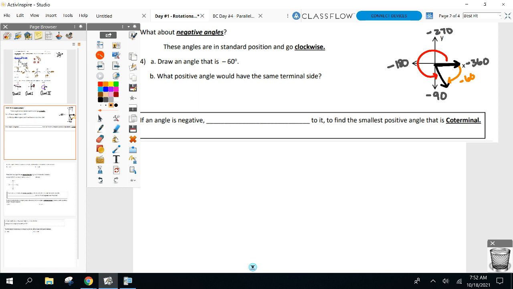Think I got it? Frank? 300. How'd you get it? You're correct. Well, you get 360, and you add whatever negative angle you got. So I had my angle, negative 60. But now I want to go all the way around in the opposite direction. If I go all the way around, how many degrees am I going? 360. So I'm going to add 360 to my negative angle, and the positive angle that's equal to it is 300.